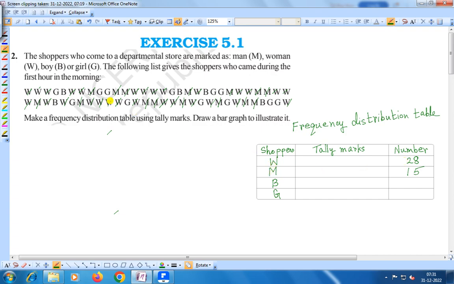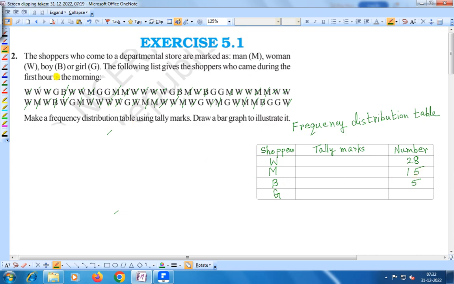And boy you have to count. Boy is 1, 2, 3, 4 and 5. Boy is 5. The boy's number is 5.